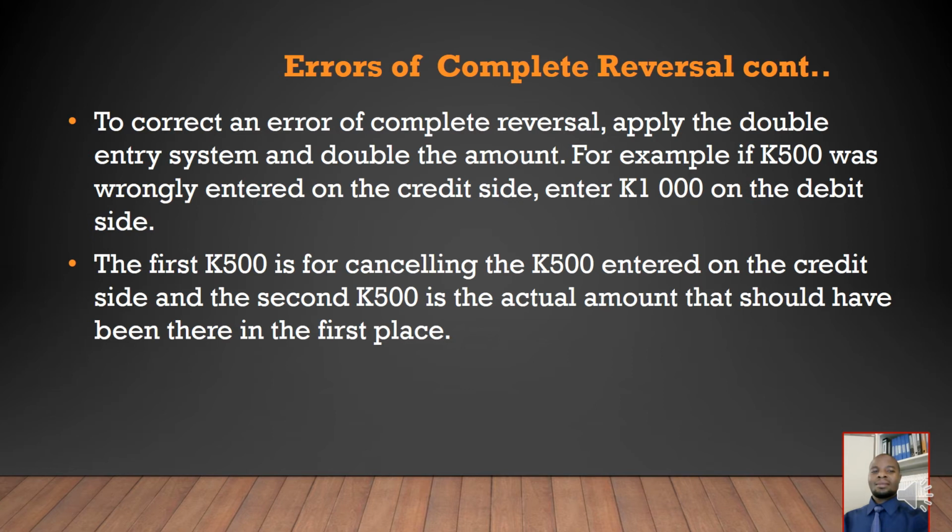For example, if 500 was wrongly entered on the credit side, you enter 1,000 on the debit side. Why should we do this? The first 500 is for cancelling the 500 entered on the credit side, and the second 500 is the actual amount that should have been entered in the first place. So let's see how this can be dealt with in the question.